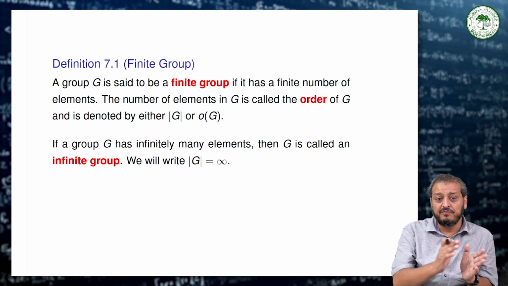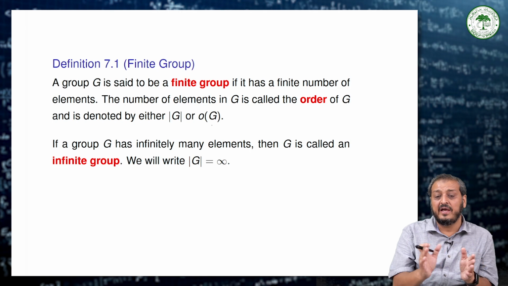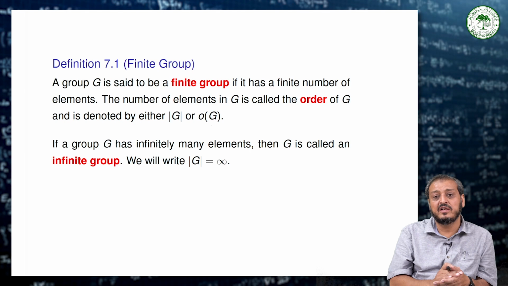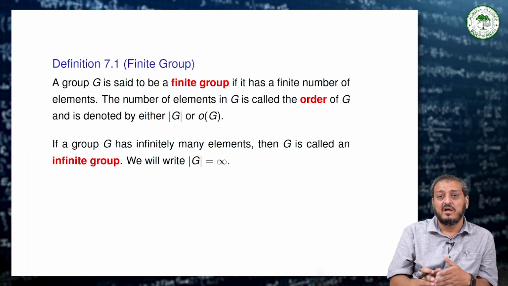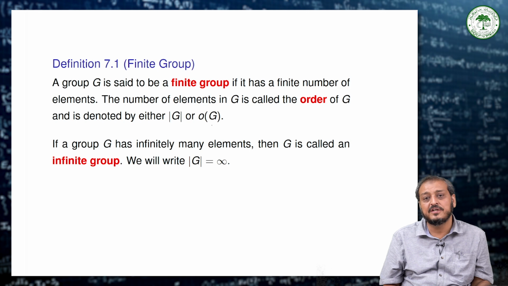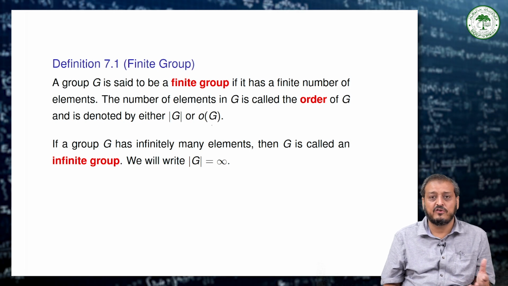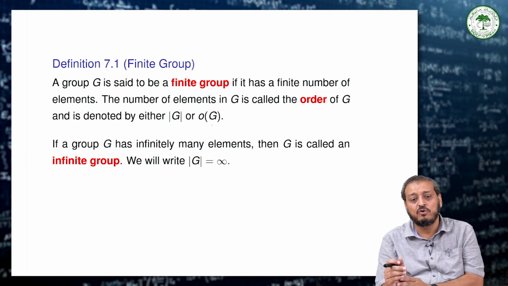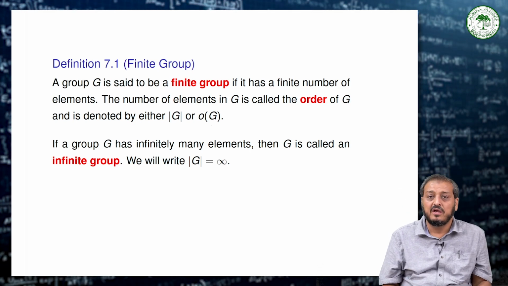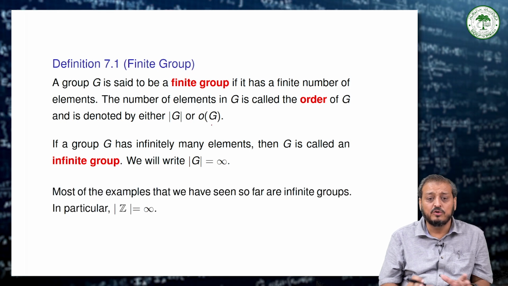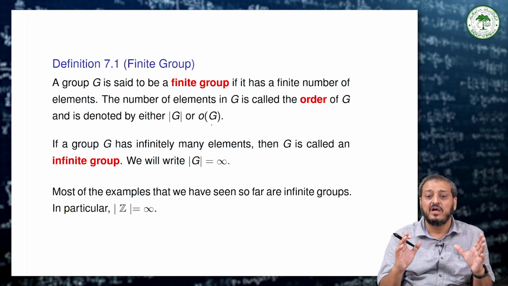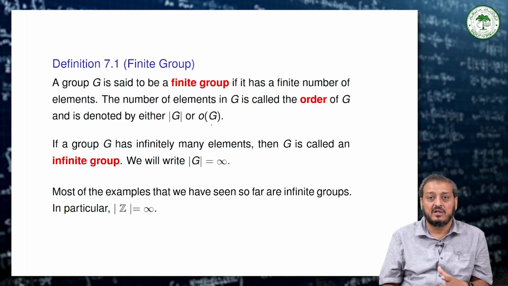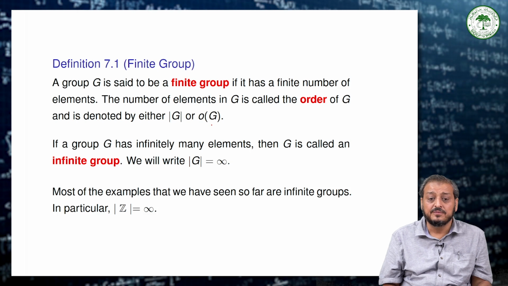If a group G has infinitely many elements, then G is called an infinite group, and the order of G is infinite. Trivial examples are the set of integers, the set of real numbers, and the set of complex numbers under the binary operation addition. They all form groups, and they are examples of infinite groups. Most of the examples that we have seen so far are infinite groups. In particular, the order of Z is infinite.